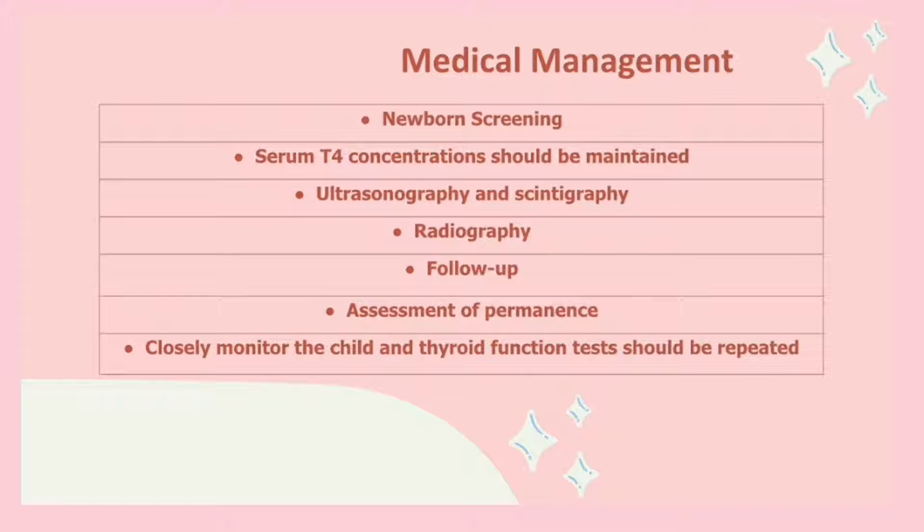Assessment of permanence. If no sign of permanence is found, therapy should be discontinued for 30 days after 3 years of age, and measurements of T4 and TSH should be obtained. Closely monitor the child, and thyroid function tests should be repeated. This is to monitor any suspicion of recurrence and for any abnormal results and findings.